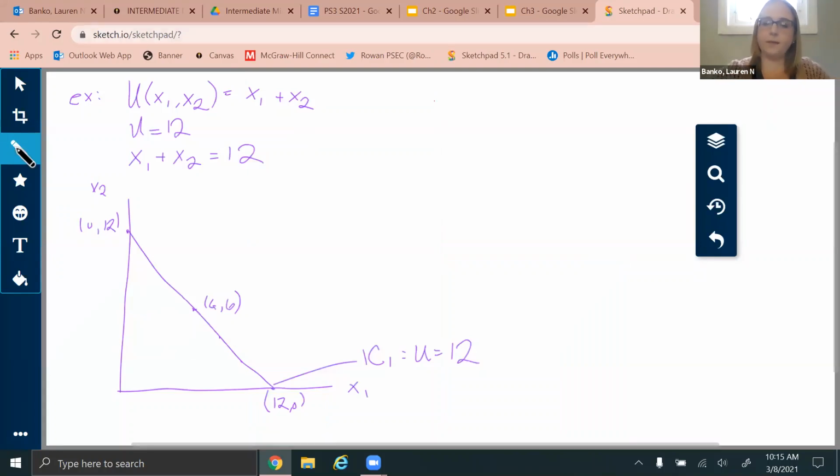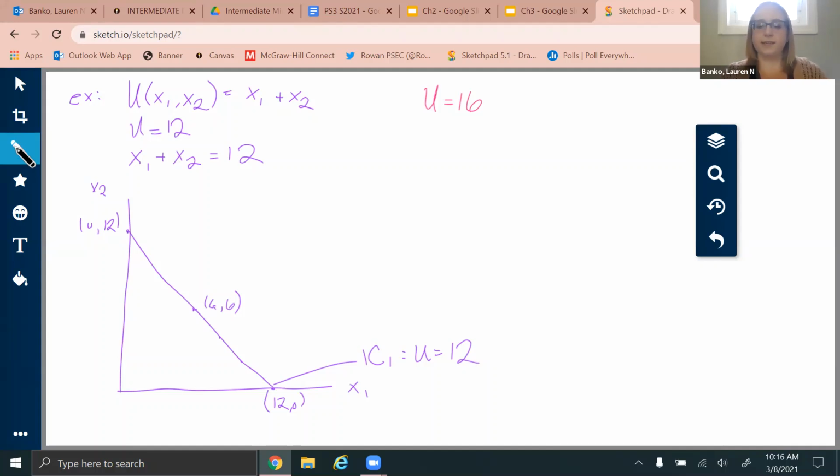Now I want you to think about, let's say we want to draw an indifference curve for where the utility is 16. How do you think that's going to look compared to this? How would we draw it? Or would it be maybe higher or lower than the first one, the purple one? Would it have a different slope maybe?